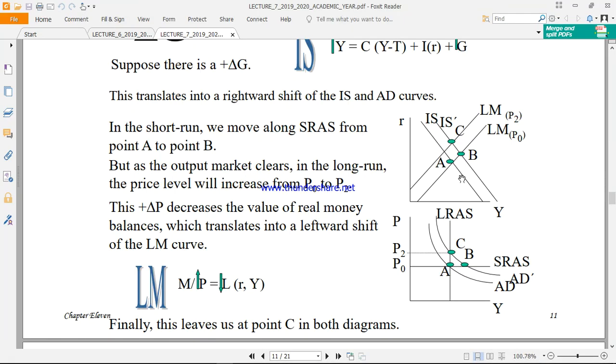The graph here: we have the ISLM, and then here we have the long run, short run, aggregate demand and aggregate supply. What we're trying to analyze here is the impact of expansionary fiscal policy on the overall economic performance of any country. Let's talk about this one.